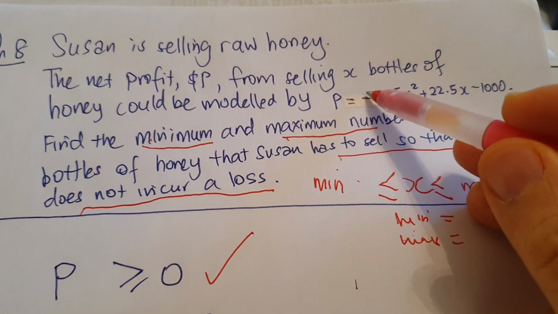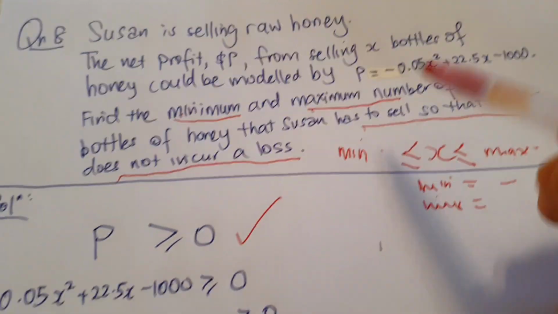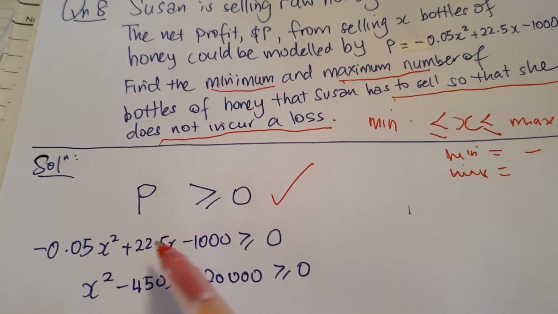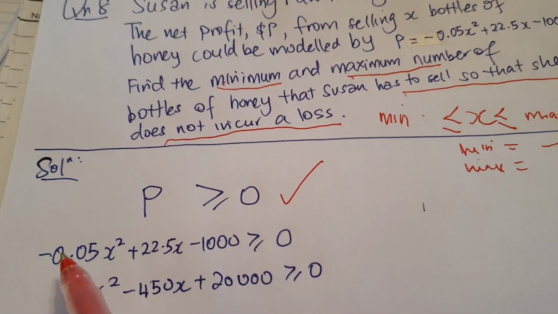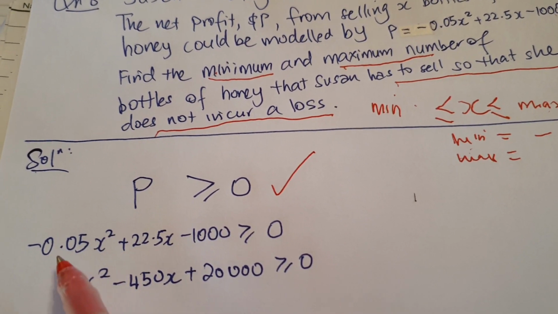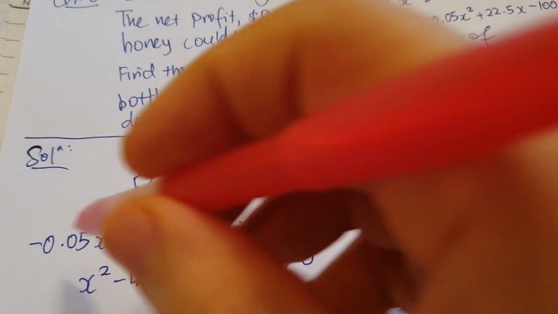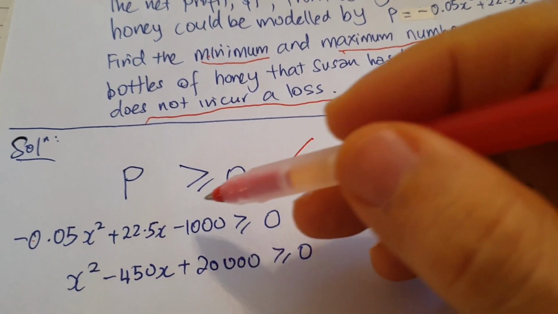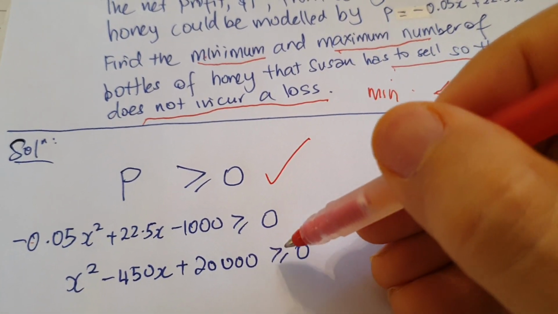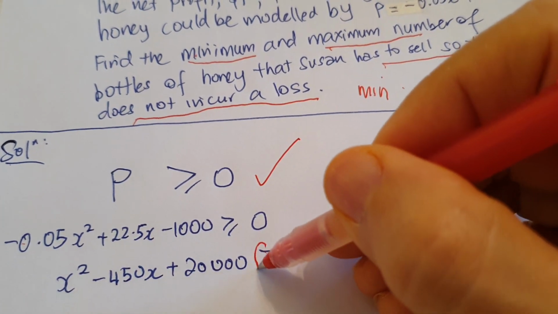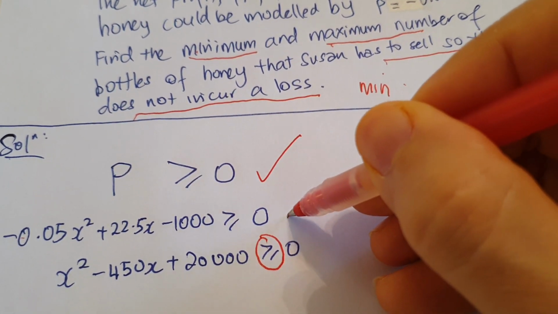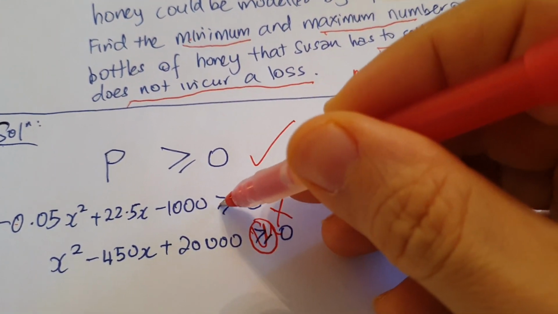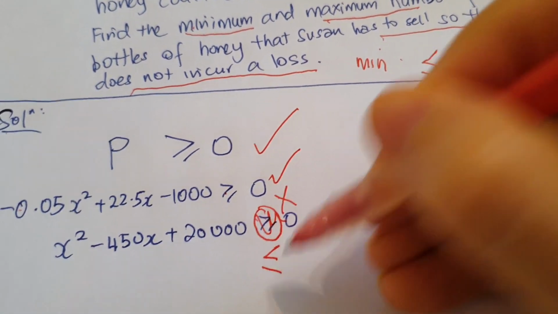Alright, and you just replace the P with this, and to make your manipulation easier, I divide throughout by minus 0.5. Okay, and when I divide throughout by minus 0.5, then you will see that actually this is wrong. Alright, so that's a common mistake that many of you will make. It should be flip this sign, so like that.